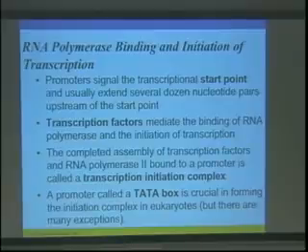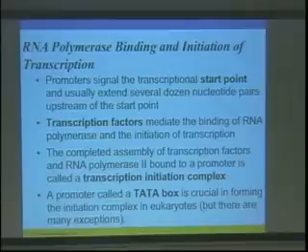Okay. So the completed assembly of the transcription factors and the RNA polymerase, which is called RNA polymerase II, is called a transcription initiation complex. So you have this whole complex of proteins that's sitting there ready to start transcribing. And the promoter is called a TATA box, and you'll see why in a second. It has to do with the actual sequence. Okay? And it's crucial to forming that initiation complex in eukaryotes.